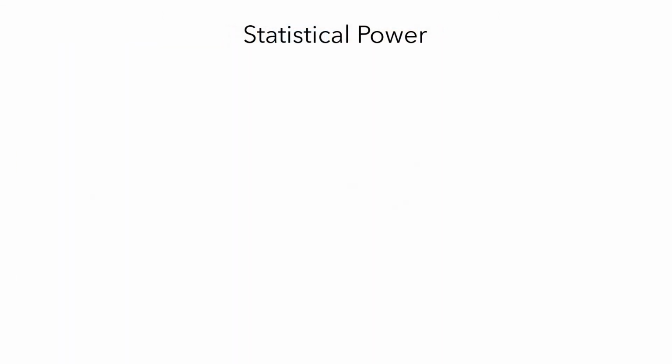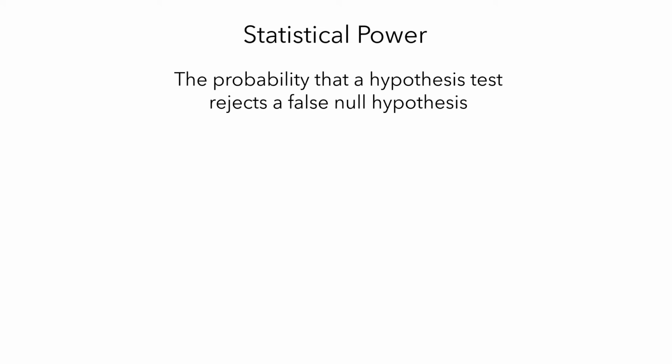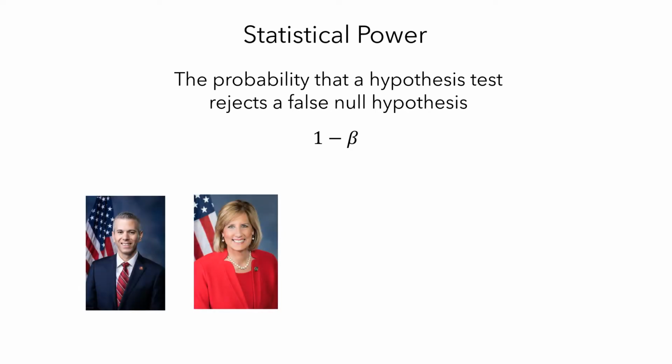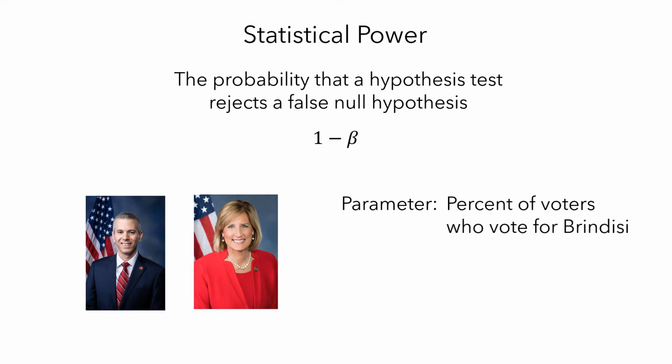Statistical power is the probability that a hypothesis test rejects a false null hypothesis. It's also equal to 1 minus beta, where beta is the probability of making a type 2 error. For example, let's say you want to predict the results of the next election between Brindisi and Tenney. So the parameter would be the percent of voters who vote for Brindisi, and we'll call this parameter pi.